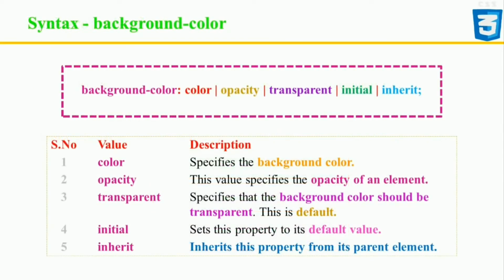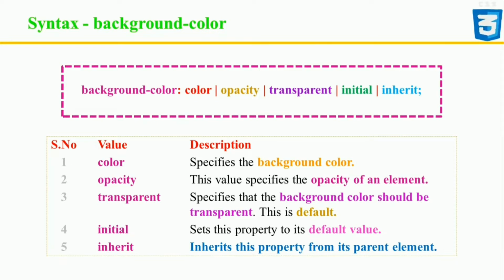The syntax for the background color property is written as the property name and a value separated by a colon. There are different property values that we can use to control aspects of background color. These values include color, opacity, transparent, initial, inherit. The value color is the name of the background color like red, blue, black, white. The background color accepts a single color as its value, which can be a keyword, hex, RGB, RGBA, HSL or HSLA color value.